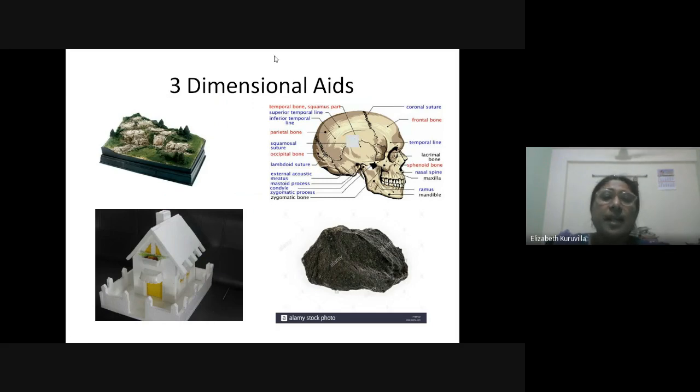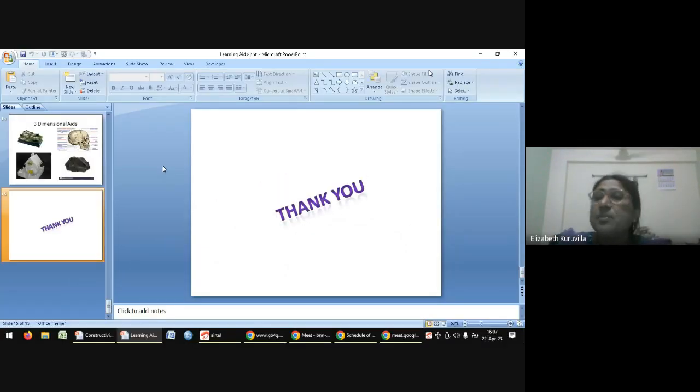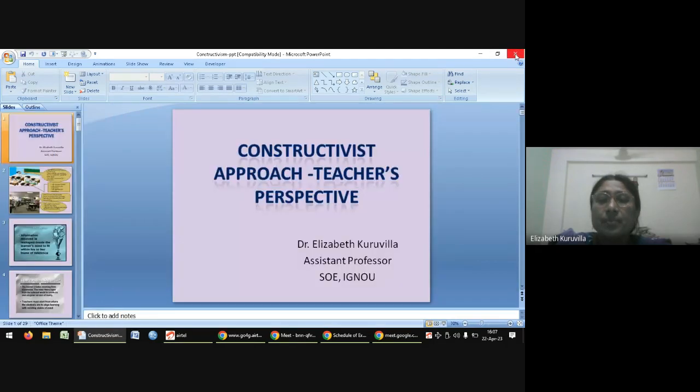Coming to the three-dimensional aids, you can see that there are specimens, actual specimens, then the actual object, then with the thermocol we are making three-dimensional aids, and this is the diorama, what we used. That is this type of aid. So this is all about the different types of aids.